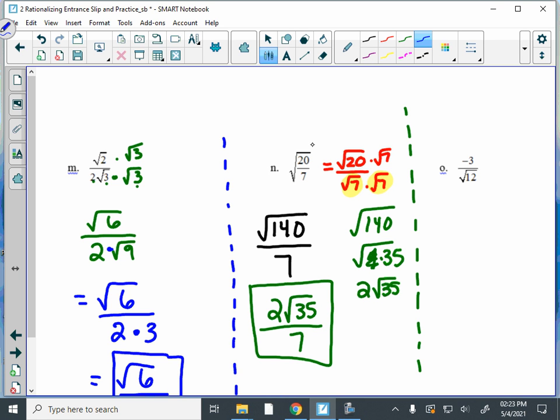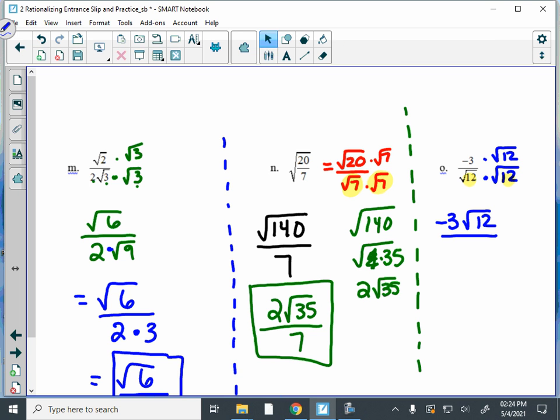For this one, multiply the top and bottom by the radical. In the numerator, we're left with negative 3 radical 12. In the denominator, again, radical 12 times radical 12 is just 12. And when you multiply the same radical, it just cancels out. See how we can simplify this radical.